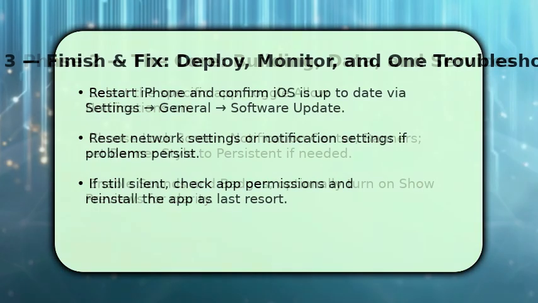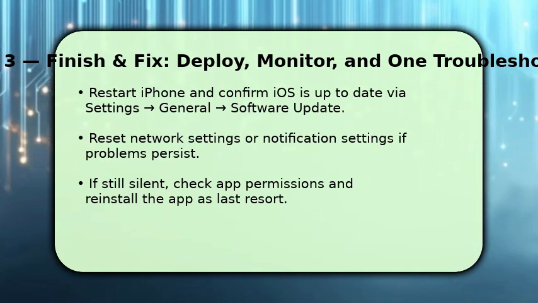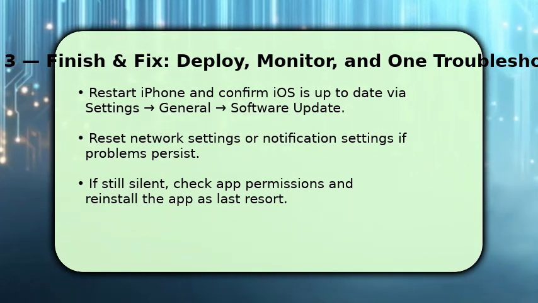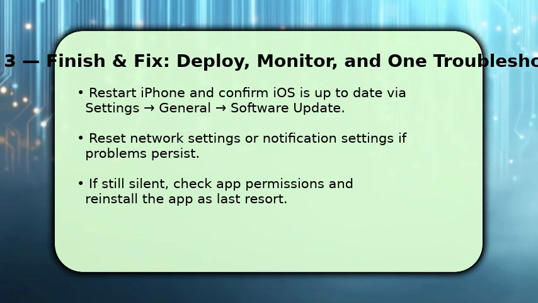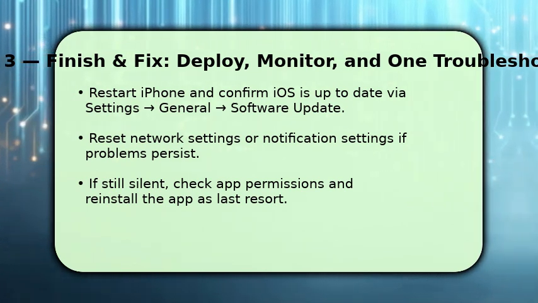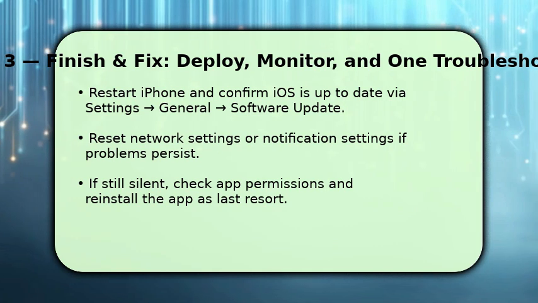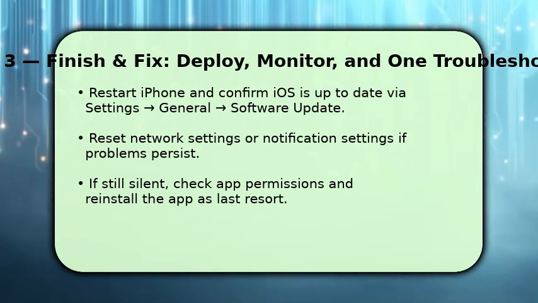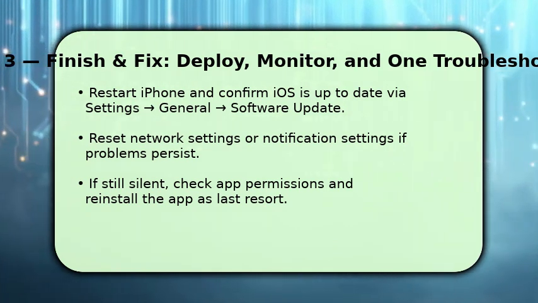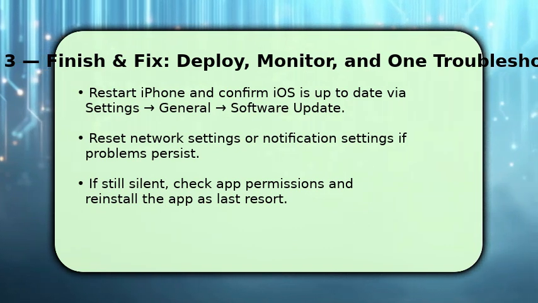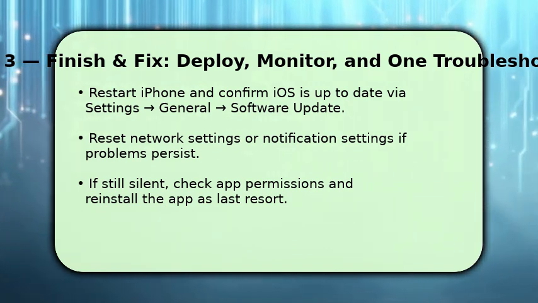Finish by performing a quick system check so changes take effect. Restart the iPhone, then confirm iOS is current in Settings > General > Software Update because bugs can mute alerts. If problems persist, reset network settings or reset all settings to clear hidden conflicts. Note this keeps your data but restores defaults.